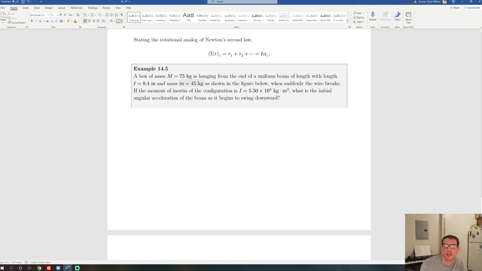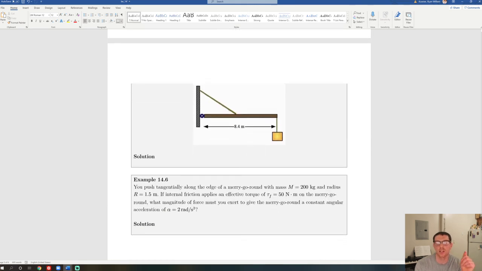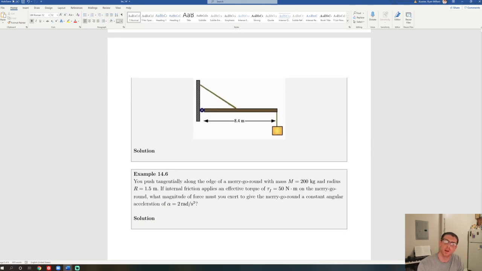A box of mass m equals 75 kilograms is hanging from the end of a uniform beam of length 8.4 meters and mass 45 kilograms, as shown in the figure below, when suddenly the wire breaks. If the moment of inertia of the configuration is 5.5 times 10 to the third kilogram meters squared, what is the initial angular acceleration of the beam as it begins to swing downward? So this is the picture, right?